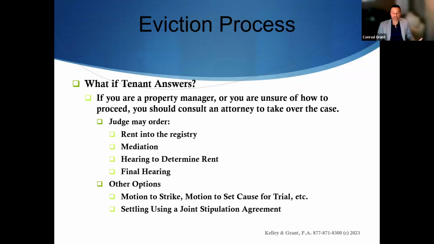So here's what the judge could do once a tenant files an answer. The judge could order rent into the registry. So the court has an escrow system. And if the tenant says, yeah, I really don't have the money, but I could get it, the tenant's admitting that they owe the money. So the court can say, oh, you admitted that you owe $3,000. You need to deposit it into the court's registry by Friday, or I'm going to enter a final judgment.